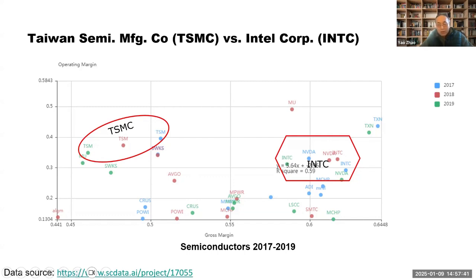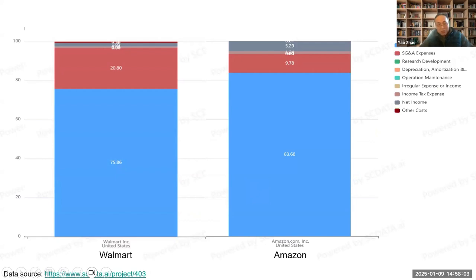Right? I'm not saying Intel is not a company. I hope it's not. But TSMC does have a significant advantage in terms of operating efficiency. With a lower gross margin, it's making a higher operating margin. In a more recent example from 2023, we can make the exact same observation.